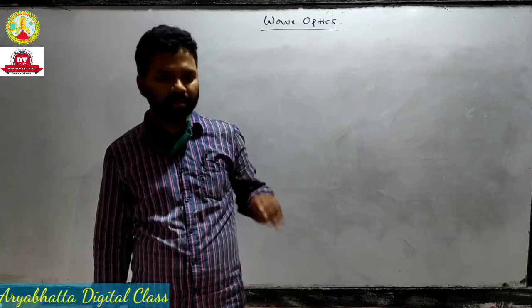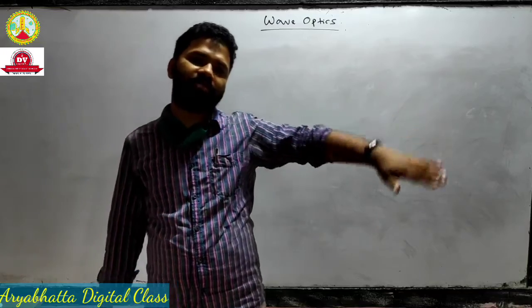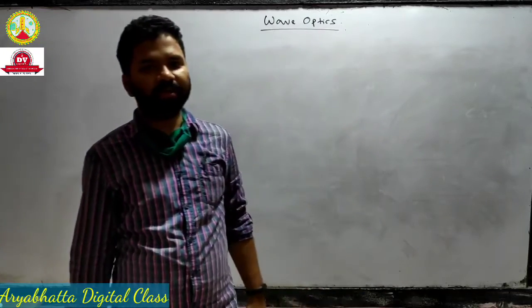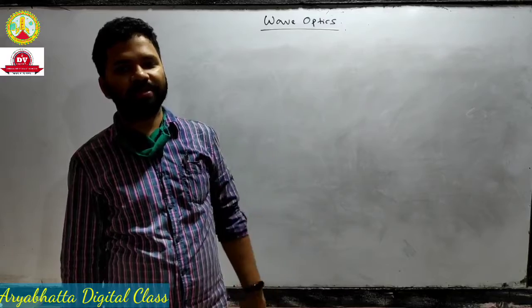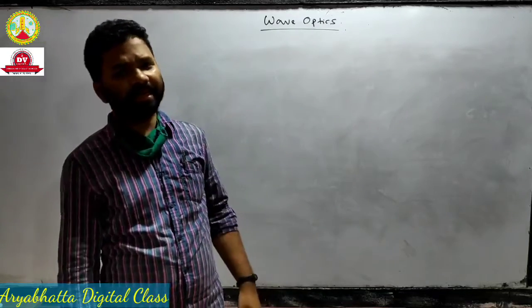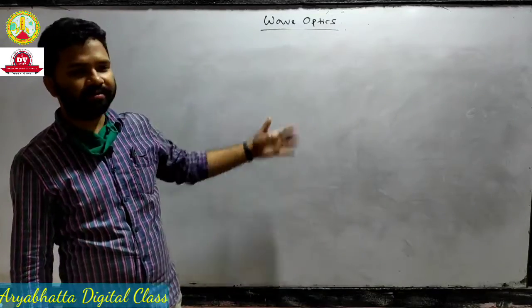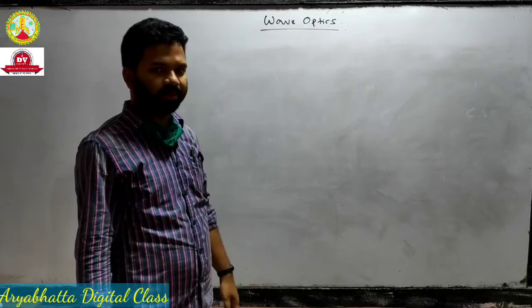One is ray optics, where the light will travel along a straight path. In wave optics the light will follow a wave path. So a wave is basically what? A wave is basically a disturbance. What is a disturbance? Let us try to understand. So what is wave optics?